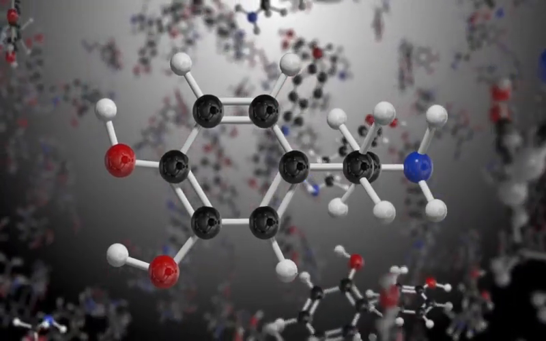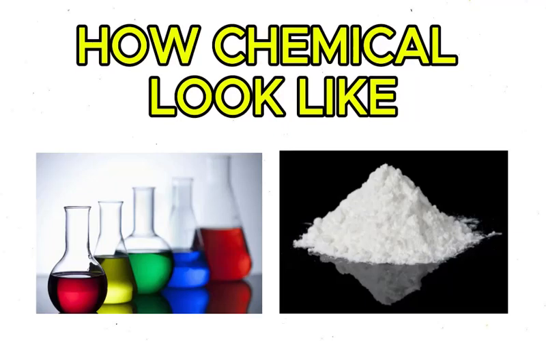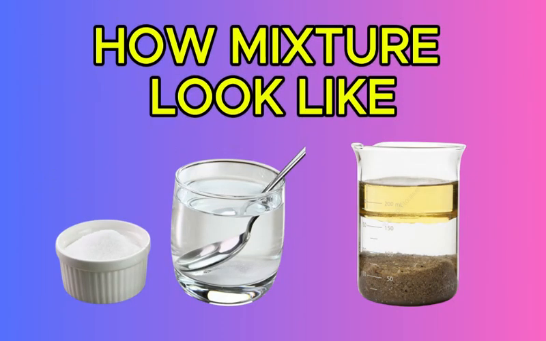Before we proceed, it is important to know some terms and how they look like. This is how a chemical looks like. This one is a chemical formula. This one is a chemical structure. And this one is a mixture.